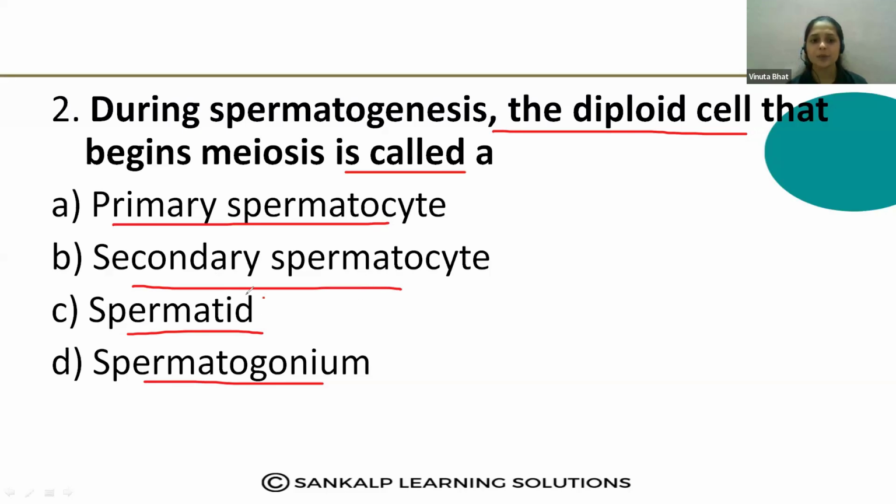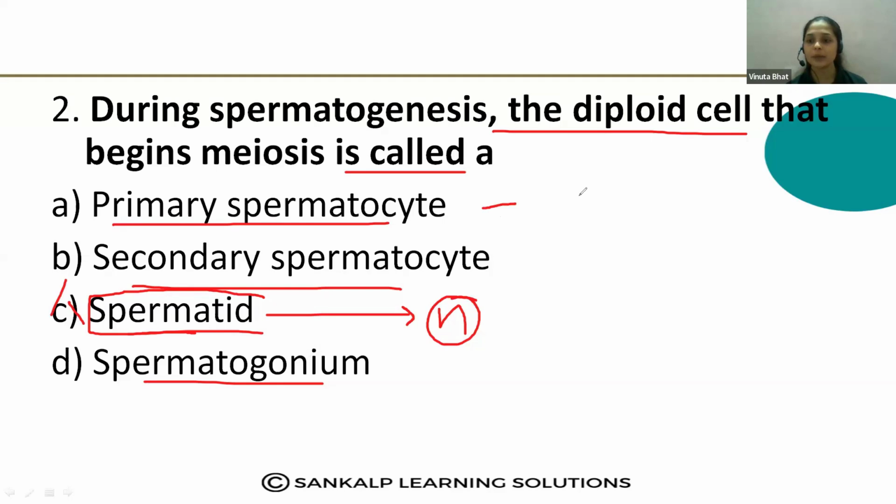Option C, spermatids, they are produced at the end of meiosis. After meiosis is complete, spermatid production happens. So that is not in a diploid condition; spermatids are haploid. So option C is the wrong answer. Yes, Balkrishna says option A. Correct. Many students are writing the correct answer, that is primary spermatocyte.